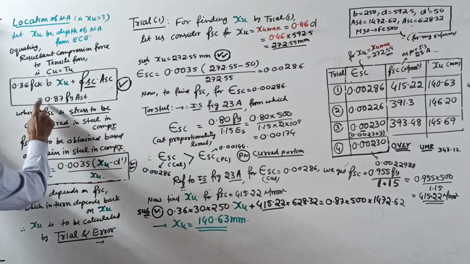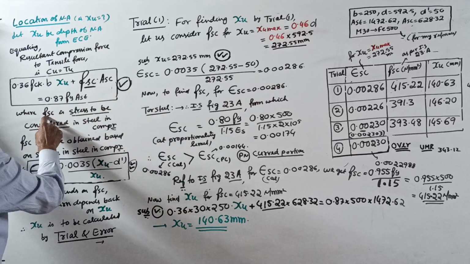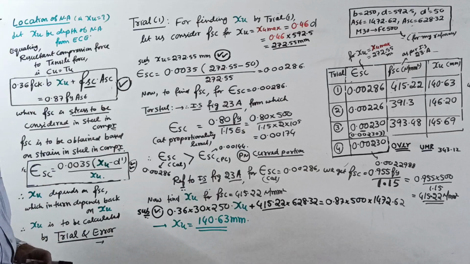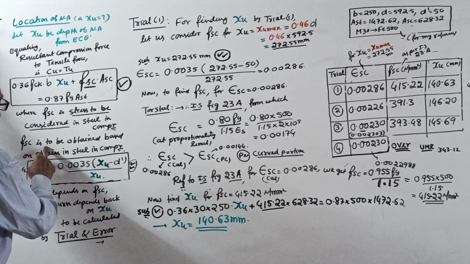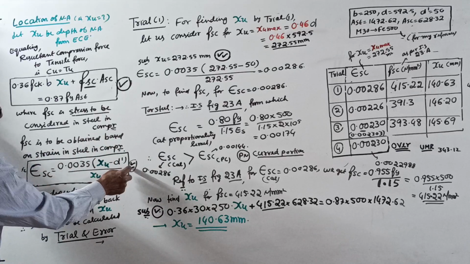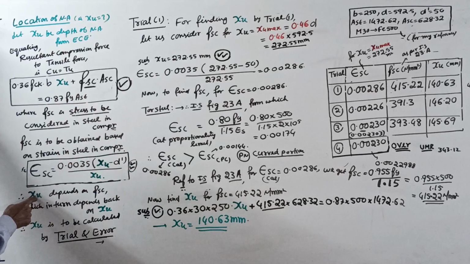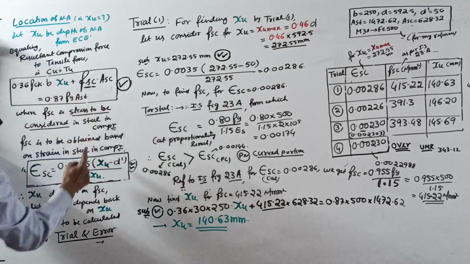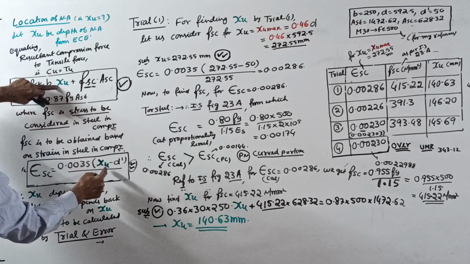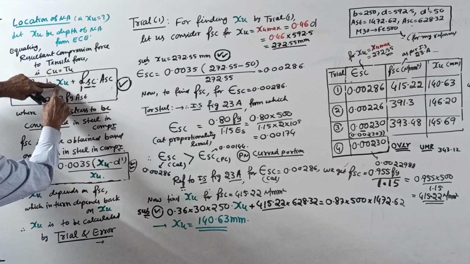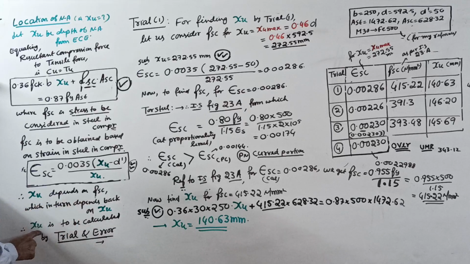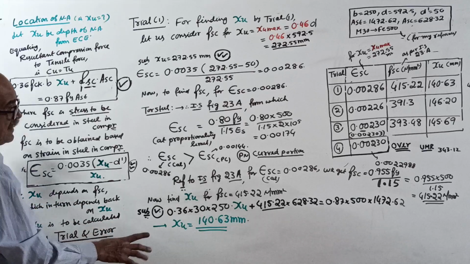So write: xu depends on fsc, the stress to be considered in compression steel. I told this a little fast because it is already over ten times. fsc is to be obtained based on the strain in compression steel. The expression is the IS code expression, double right. So xu depends on fsc, but fsc in turn depends on xu. For xu you require fsc, for fsc you require xu. Therefore, xu is to be calculated by a trial and error procedure.